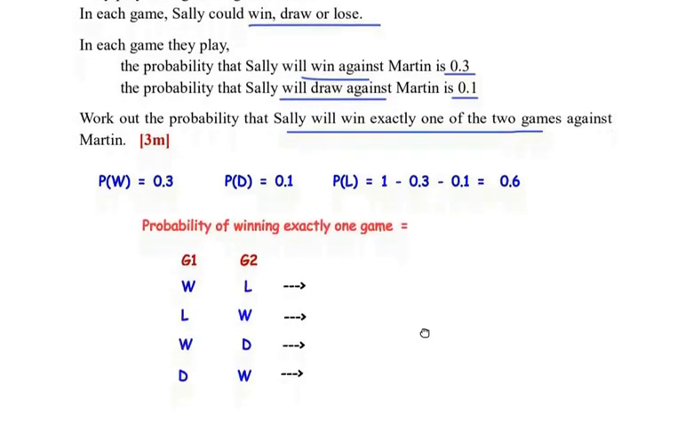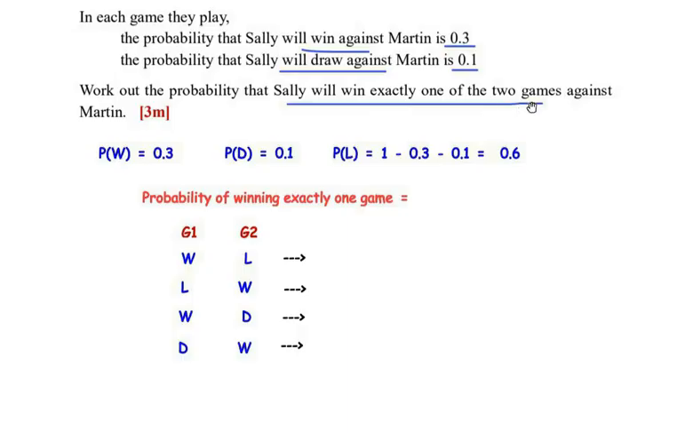Now it is given that Sally will win exactly one of the two games against Martin. So here we have taken probability of winning exactly one game. So G1 is game 1 and G2 is game 2. So there is a chance that Sally will win the first game and lose the second. She has to win exactly one, so both cannot be win. So one she has to win or lose, or she has to get a win and a draw. So there is a possibility that first game she is going to win and she is going to lose the second game, or she is going to lose the first game and win the second game, or she can win the first game and there will be a draw for the second game, or the first game will be a draw and the second game she is going to win.